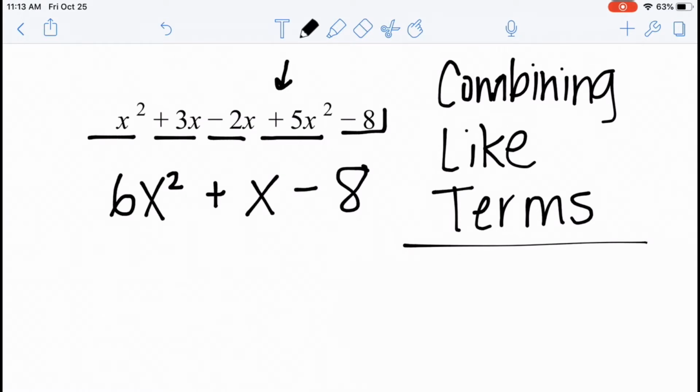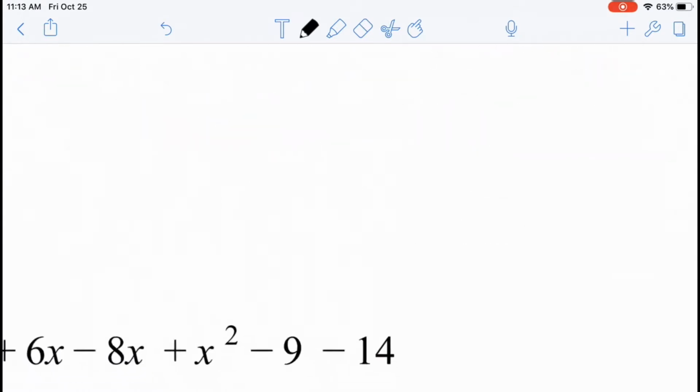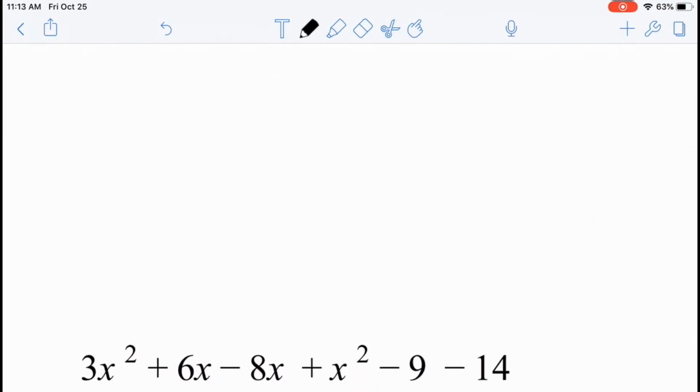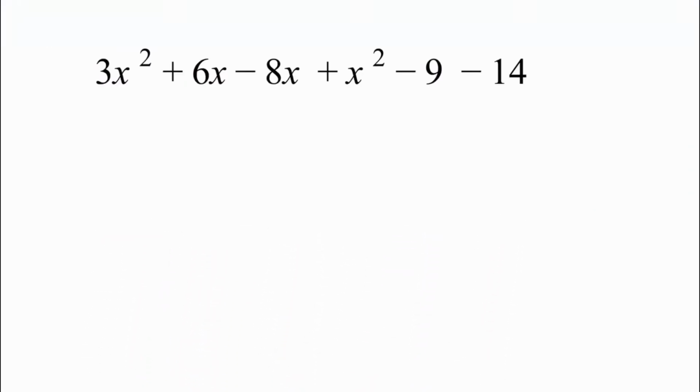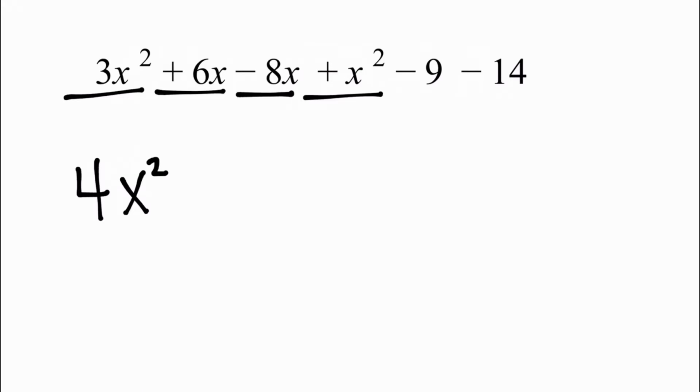So, we're going to do one more together and then I want to give you a chance to try it out. So, we have 3x squared plus x squared. There are no other x squareds, so we're just going to do 3 plus 1, that is 4x squared. Then we have 6 minus 8. These are the only ones that have x's with an exponent of 1. So I'm just going to put these two together, and 6 minus 8 is negative 2. So this is negative 2x.